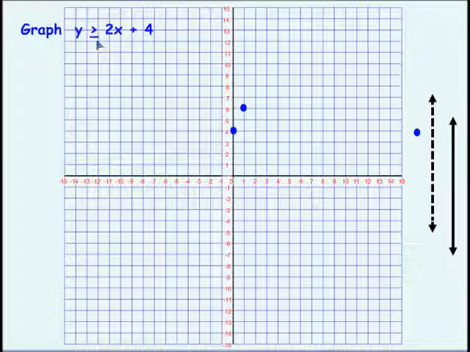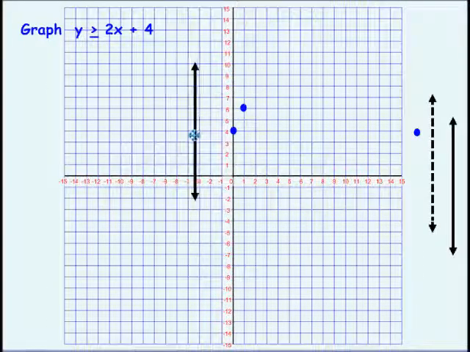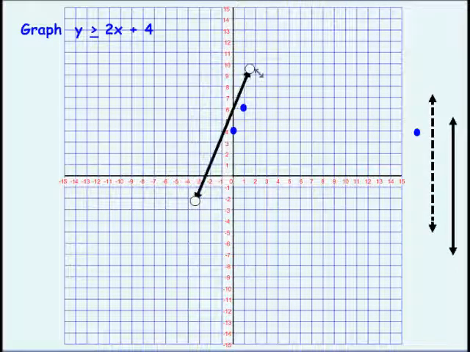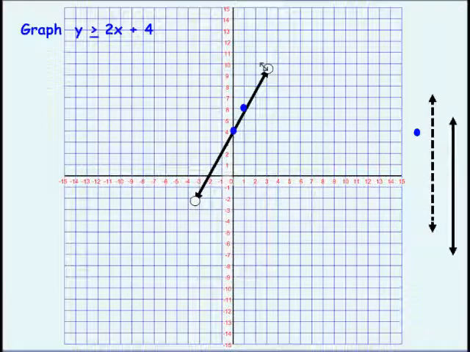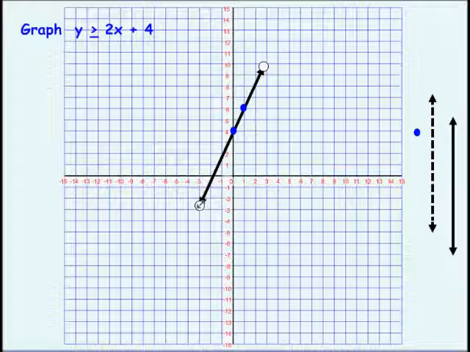And we're going to go up 2 and over 1 for our slope. Now this has an equal sign in it, so we will graph this the same way we were graphing linear equations before. The equal sign again means that the points that fall right on the solid line would also be solutions to this set.